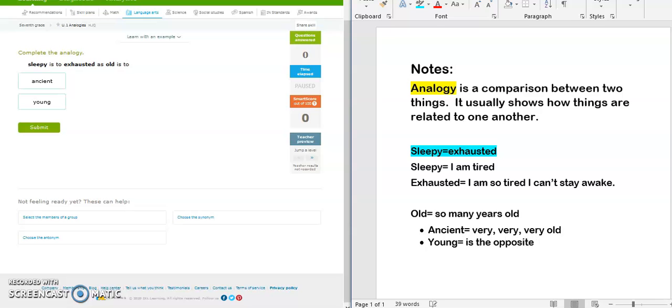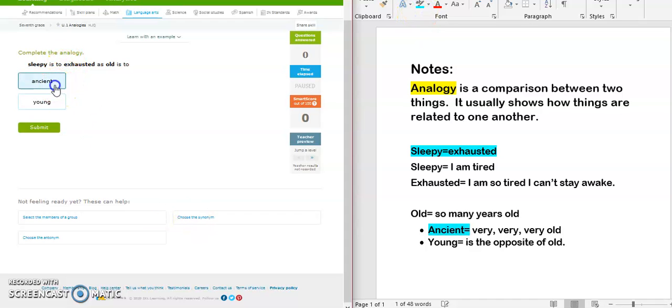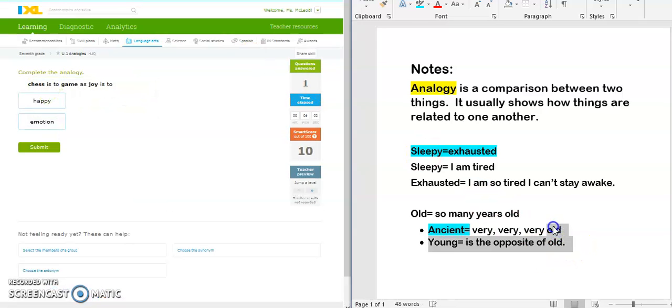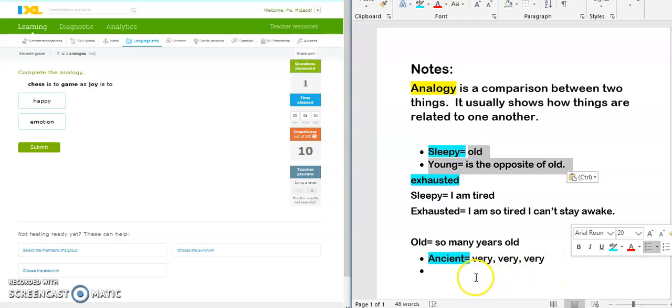Young is the opposite of old. Well, I'm showing how things are related. So I have old and ancient or old and young. Well, these would be opposites. I know that it can't be young. So I'm going to go with ancient. So I'm going to go over here to IXL, click ancient. Hey, look at that.